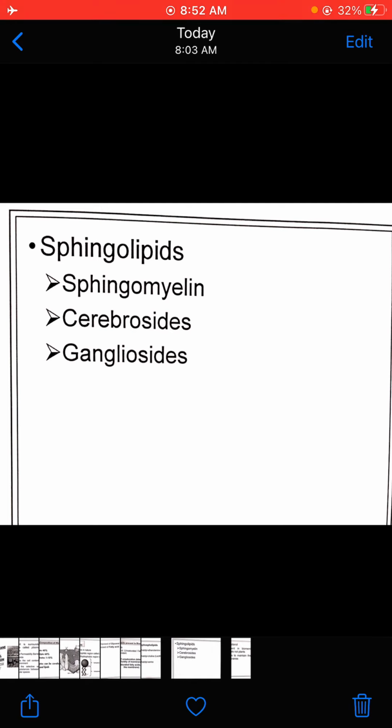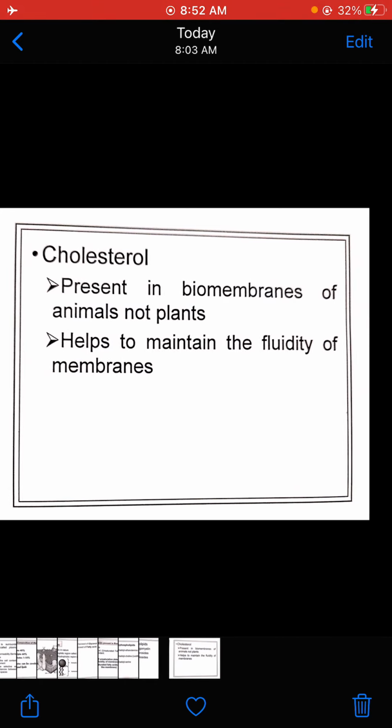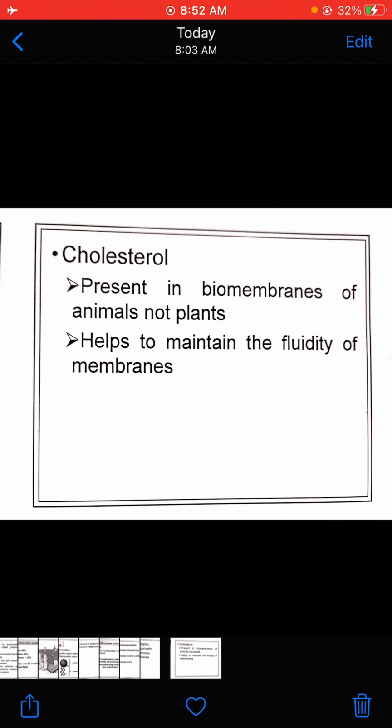So here we have discussed 3 classes of lipids. First we discussed the fatty acids, the classes of fatty acids, saturation and unsaturation, the glycerophospholipids, the sphingolipids, and the broad class of lipid which is also present in the membrane, the cholesterol. What is cholesterol? Cholesterol is another common component of biomembrane of animals, but not of plants and prokaryotes. So remember, it is only present in eukaryotic animal cells, but not in plants and prokaryotes.